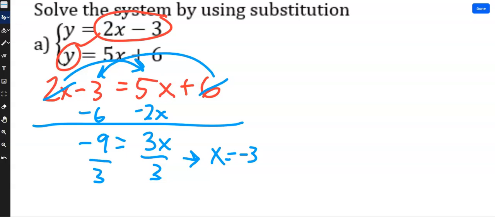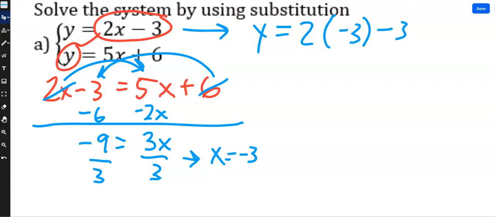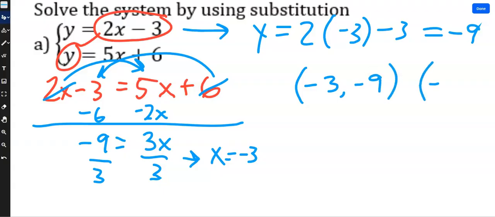Can I do it to either equation? And the answer is yes. And in this case, both equations are solved for y, so pick your favorite one. So let's say you pick the first one, 2 times negative 3 minus 3. That tells me negative 6 minus 3 is negative 9. So, a lot of times I'll ask in class, is this the same point as negative 9, negative 3? And of course the answer is no. This is the wrong point. We want negative 3, negative 9.